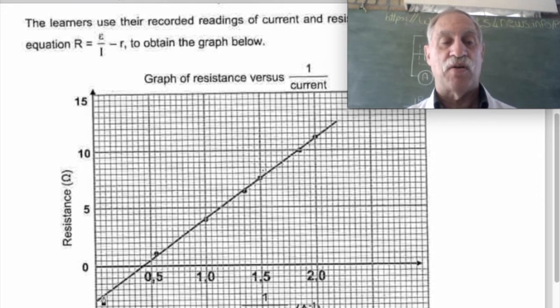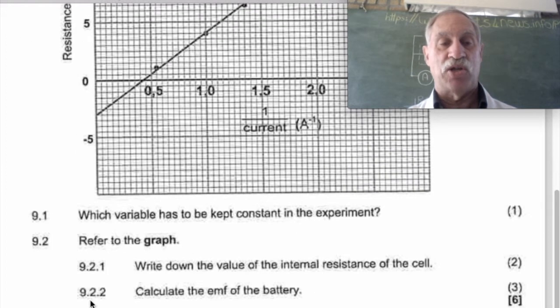So when is the current maximum? When there's absolutely zero resistance. So that's the external resistance up to there. Naught, all of those are external resistances which they added, and there you can read their values. So this must have been the internal resistance, which is -3. But resistance is always positive, so don't say -3 ohms, say 3 ohms, and you just read it from the graph. But you need that value to calculate the EMF of the battery. So if you get this wrong, if you haven't gone over past papers like we're showing you, then you won't get the second part.